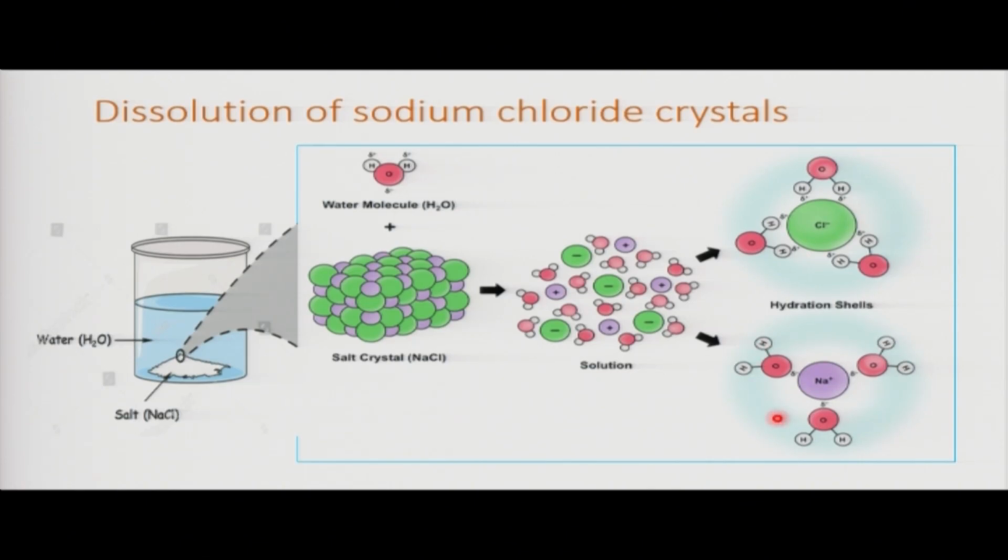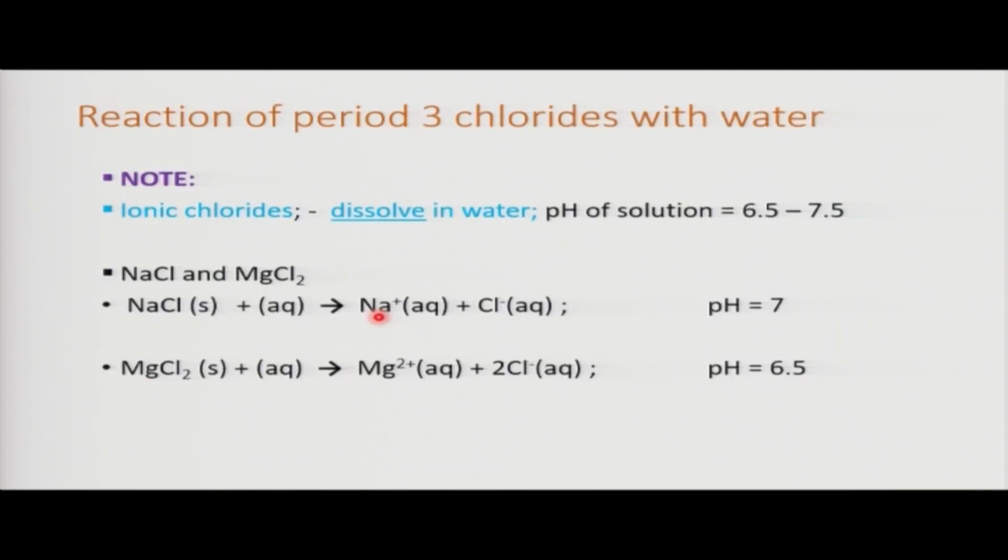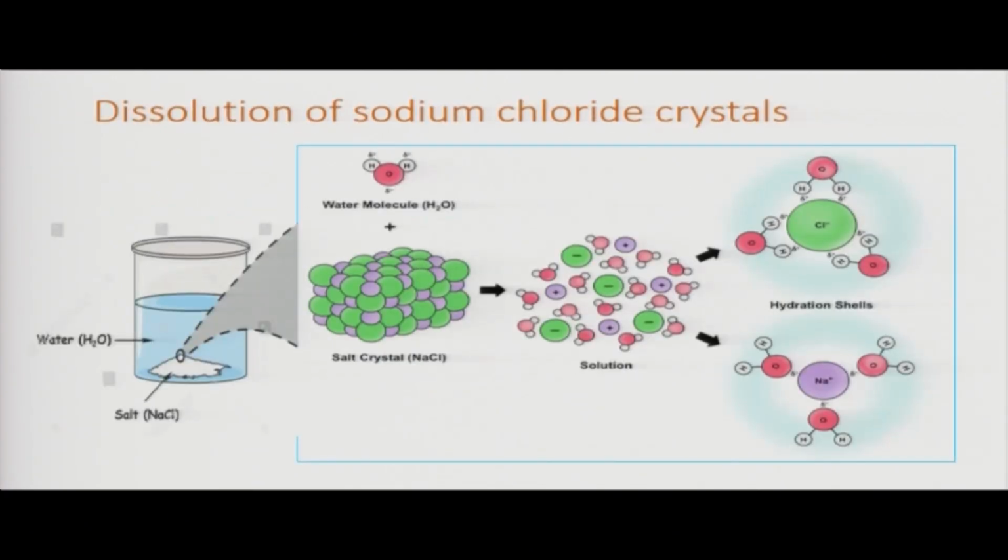And this is what happens. The crystal is simply separated, putting one ion aside and another ion aside. And that is what we basically write as Na+ (aq), Cl- (aq), as simple as that. So that is exactly what happens when ionic chlorides simply dissolve in water. They do not react, or they do not produce other different products when you add them in water. Hope you understood that point.